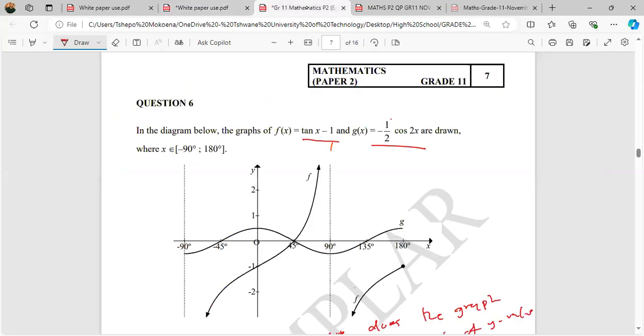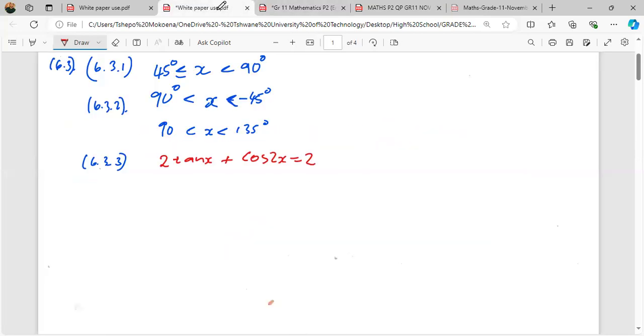Remember, I want to have tan x minus 1. So how am I going to do this? Firstly, I'm going to take this to this side. I'm going to take cos that side. So I have 2 tan x. When I take this 2, it's going to be negative 2. And then I take this cos 2x that side, it's going to be negative cos 2x.